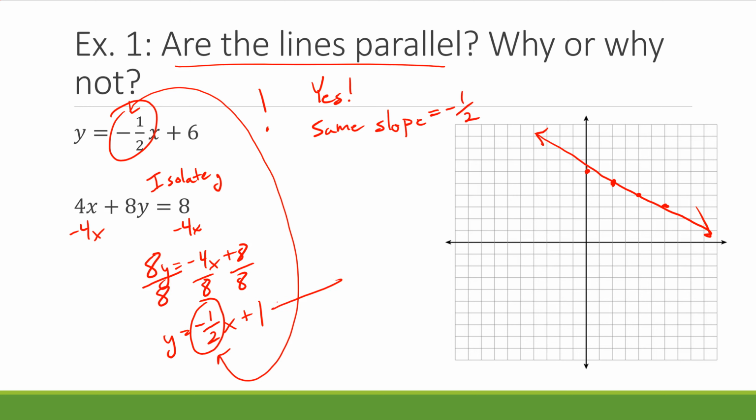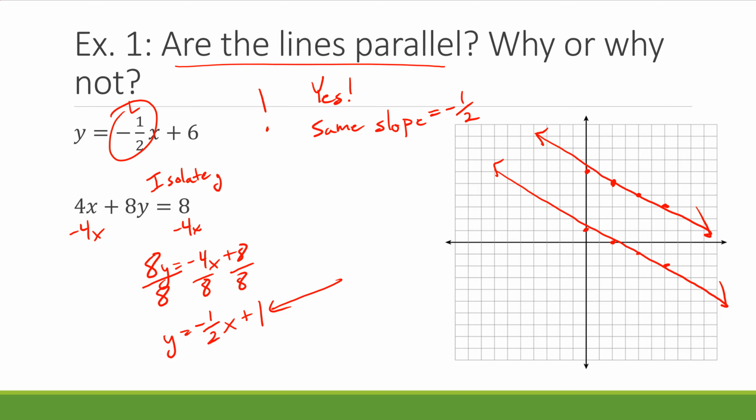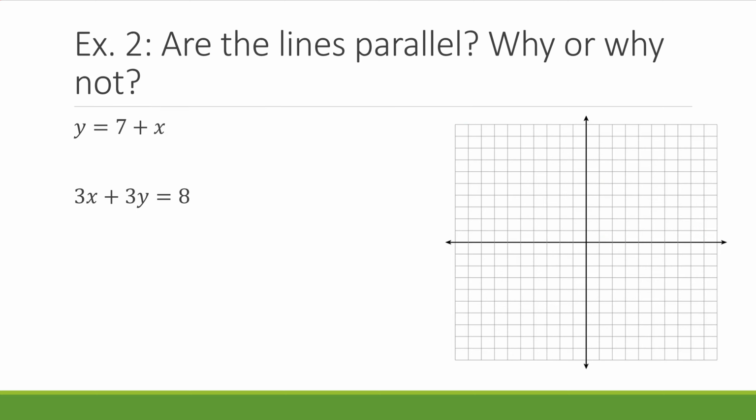Let's just go ahead and graph this line real quick. I have a y-intercept of 1 and a slope of down 1 over 2, down 1 over 2, down 1 over 2. So look, when I graph these lines, yeah, they intersect the y-axis at different points and they have the same slope. So they're going down at the same rate. Very cool. Let's look at another example.